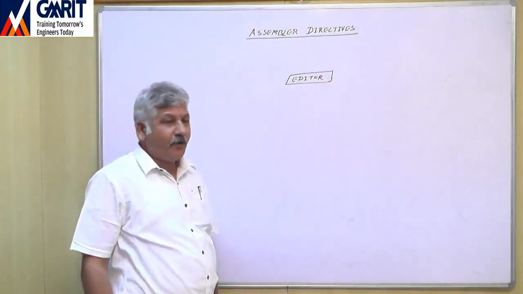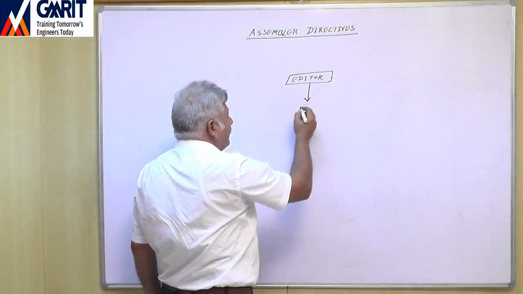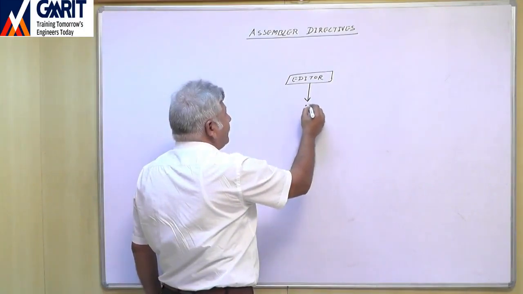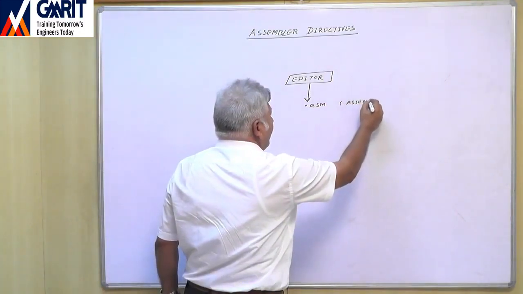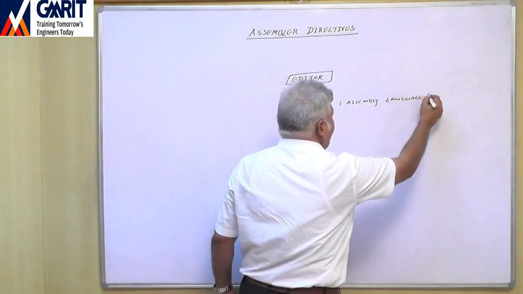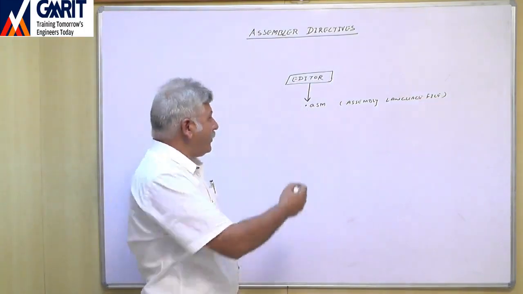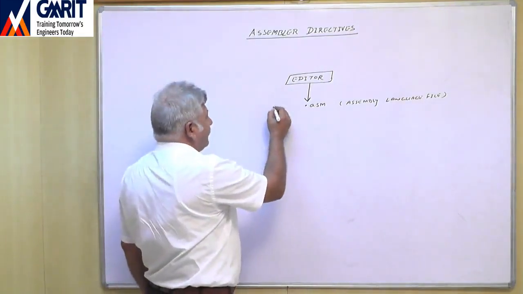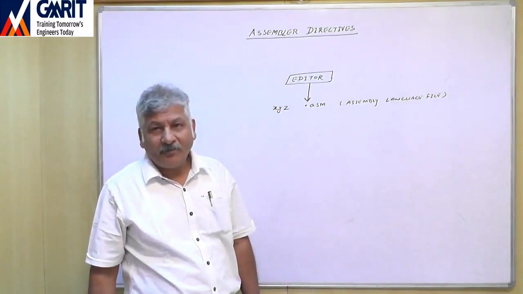We write our program in an editor, and from this editor we generate one ASM file, assembly language file, with the extension .asm. This is an assembly language file. You can give some name to the file and .asm. For example, we will take x, y, z as the name of the file .asm. So this is an assembly language file.